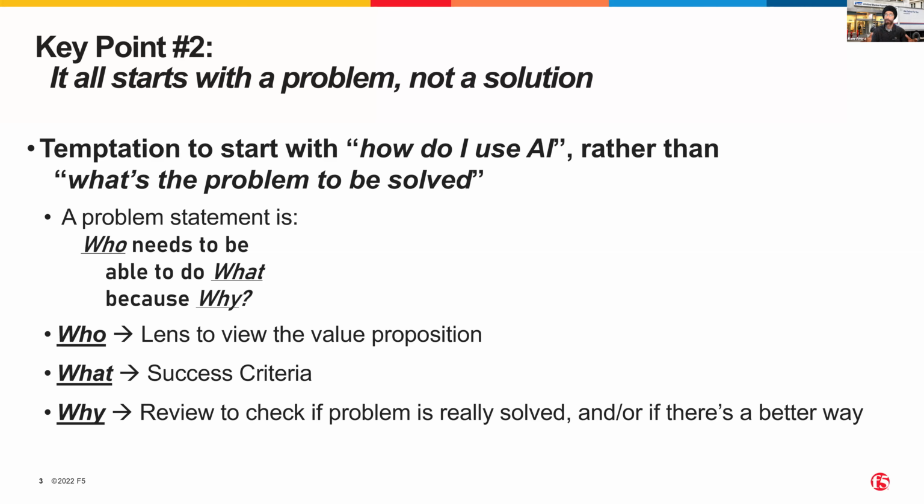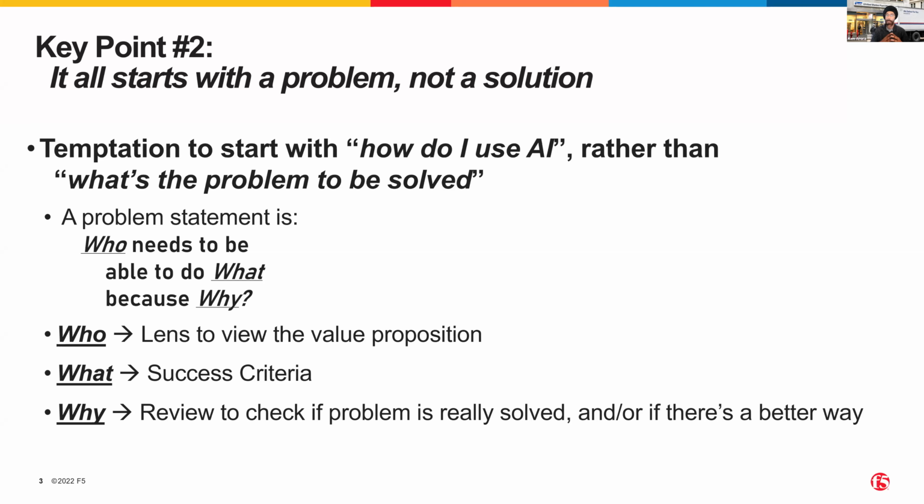So who, right? That's the lens to view the value proposition from. We'll get to that, I think, on my next slide. But when you have a value proposition, the value proposition going to an expert user engineer may be very different than the value proposition going to somebody who is just a small business owner. So you have to look at the solution to the problem through the lens of the customer.